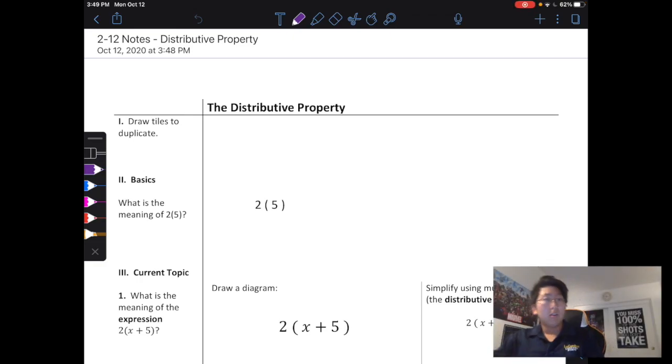Hey everybody, here are our notes on the distributive property. In order to solve equations, one of the things we need to know how to do is how to distribute. So here we're going to be talking about what it means to distribute.